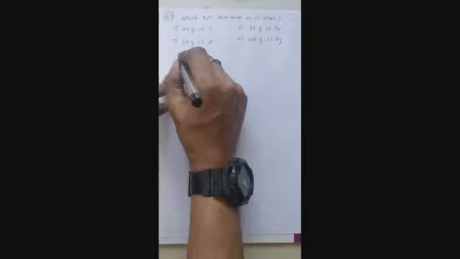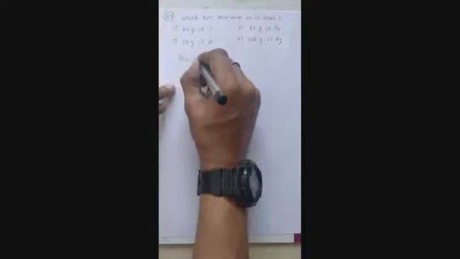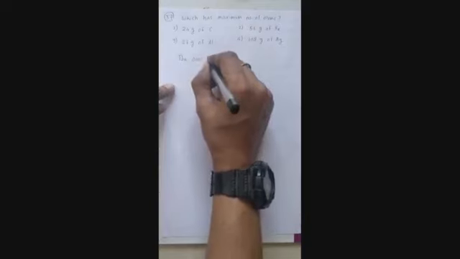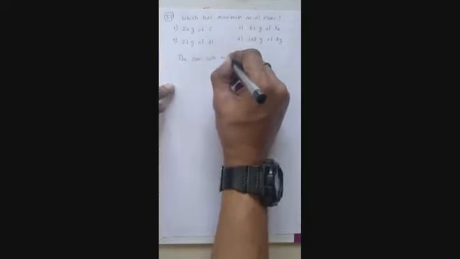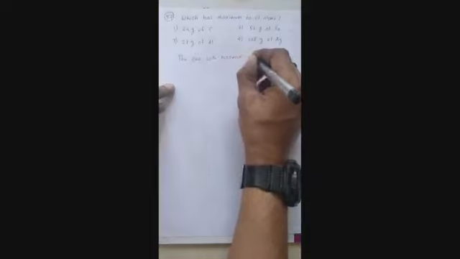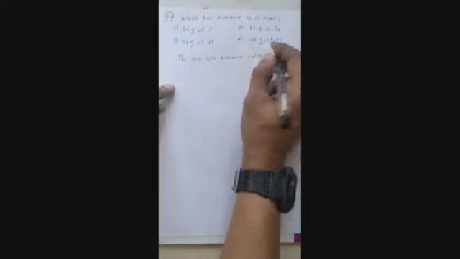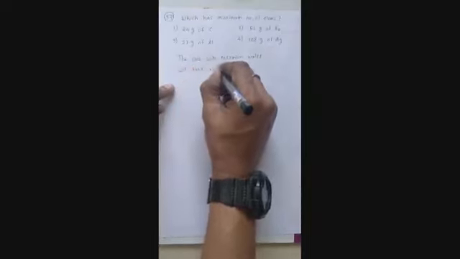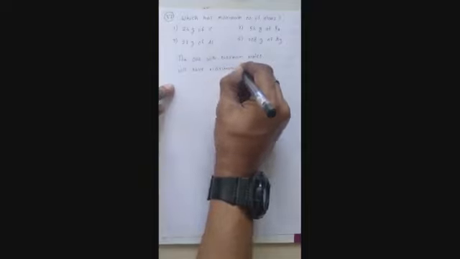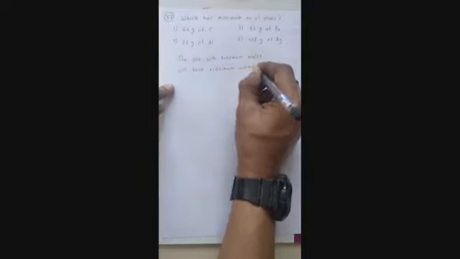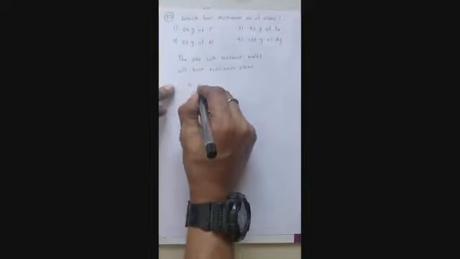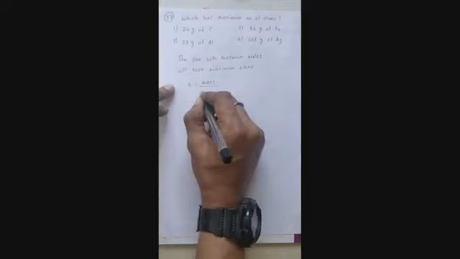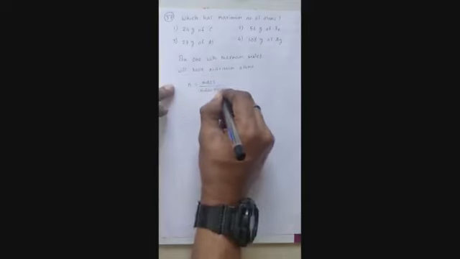Let's see the next question, question number 37, which has maximum number of atoms. Now first thing first, the one out of these 4 elements with maximum moles will obviously have maximum molecules. So obviously it will have maximum atoms. Correct? That is why I am going to calculate number of moles. Number of moles is basically mass upon molar mass. This formula is what I am going to use.